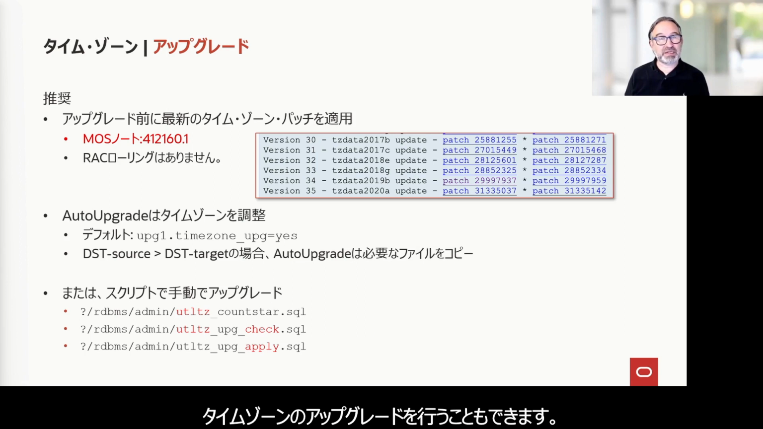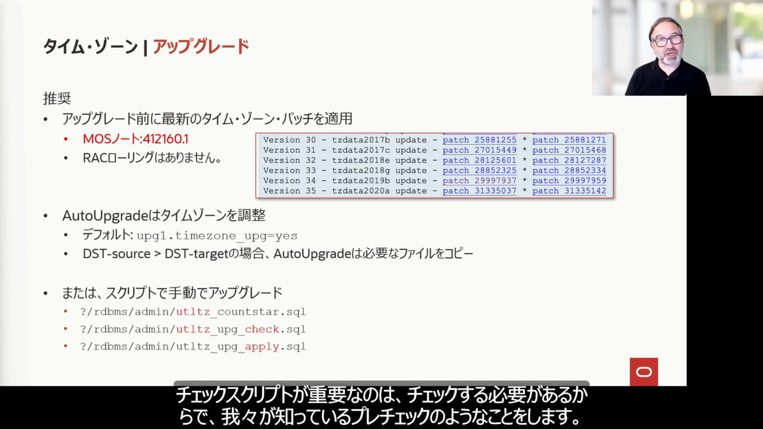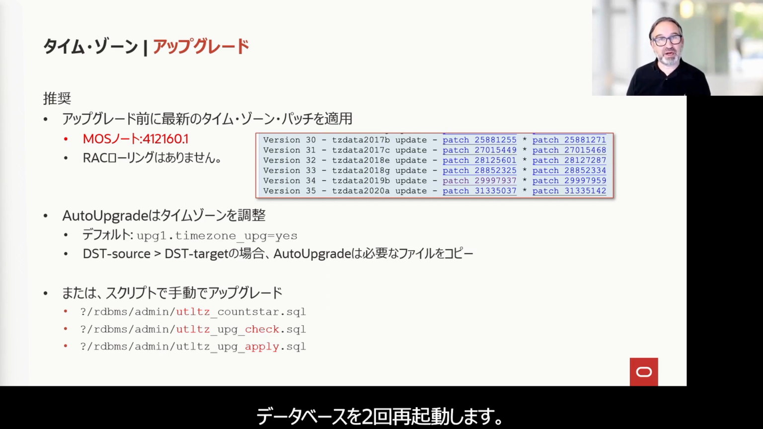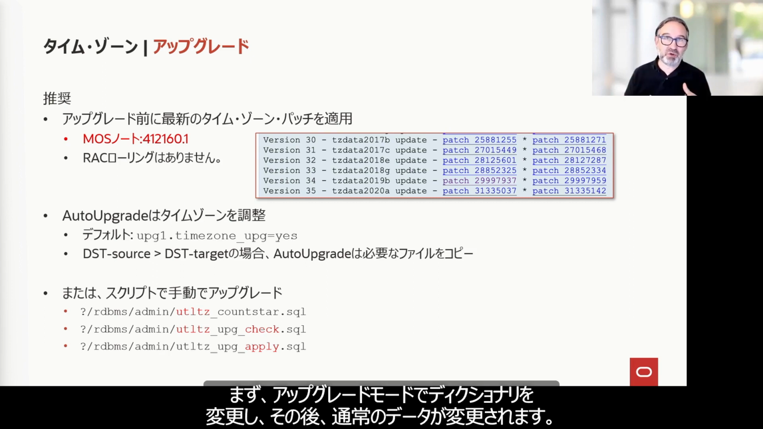You can also trigger a time zone upgrade. The check script is important because it does a pre-check and then applies the real changes to the time zone version of your database. It restarts the database twice. First of all, in upgrade mode to change the dictionary, and then afterwards, the regular data will be changed.